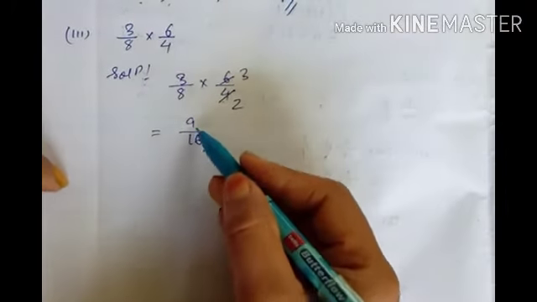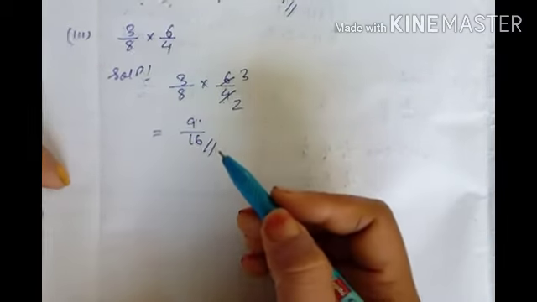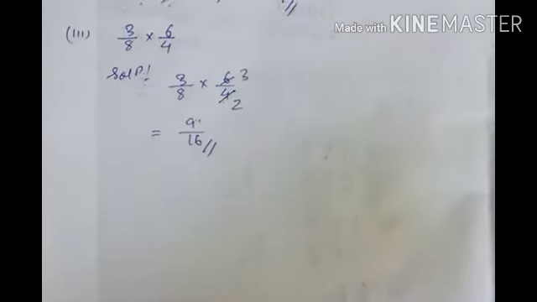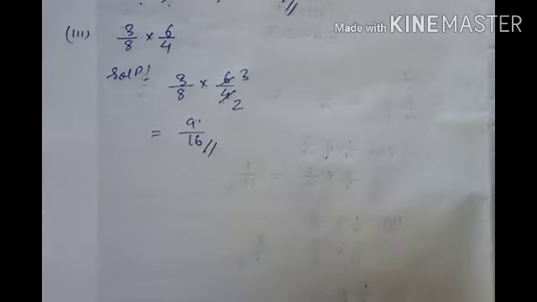Is there any common factor between these two? No, so the number is not divisible by any common value. So the answer is 9 upon 16. In the same way, the remaining questions 4, 5, 6 and 7 you should try to do yourself.